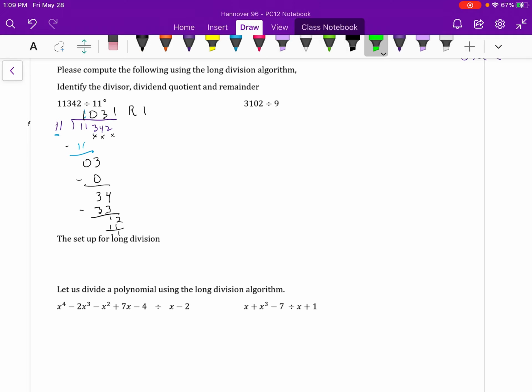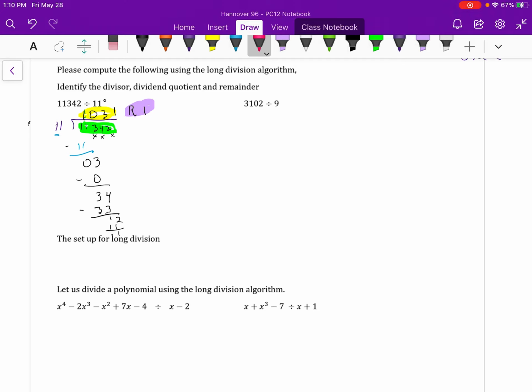And by the way, just to freshen up on our terminology, 11 is known as the divisor. 11,342 is known as the dividend. 1,031 is known as the quotient. Last but not least, the remainder is this: 1.